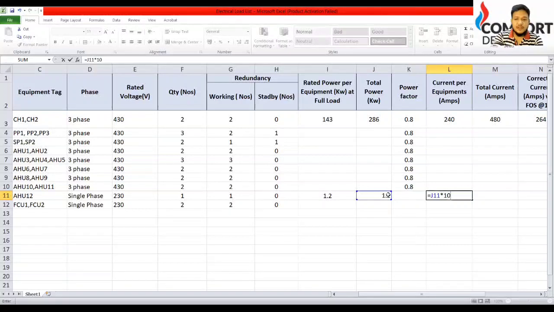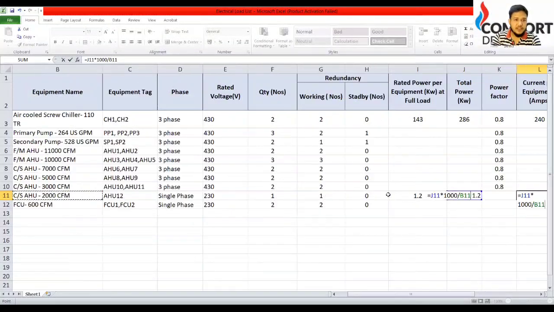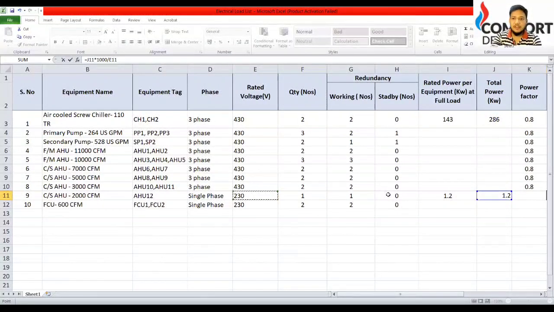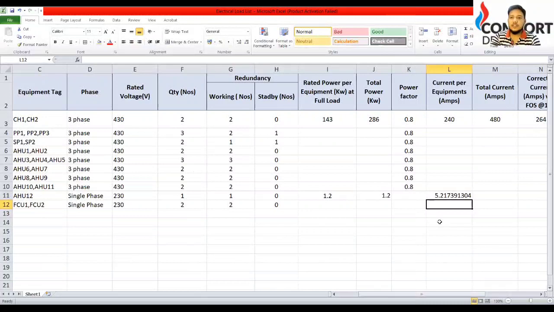It is in kilowatt. We will multiply it by 1000 to get it in watt, divided by voltage. It is 230 volt, which we have written here. So it is carrying only 5.6 ampere per equipment. So this is how we can determine it.